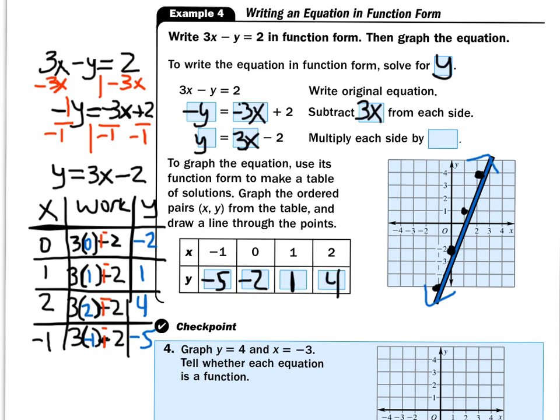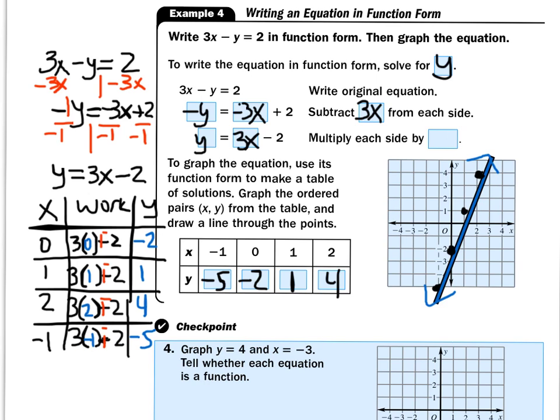Then I plug in a 1. 3 times 1 is 3, plus negative 2 is 1. Then I plug in 2. 3 times 2 is 6, plus negative 2 is 4. And then I plug in a negative 1. 3 times negative 1 is negative 3, plus negative 2 is negative 5.